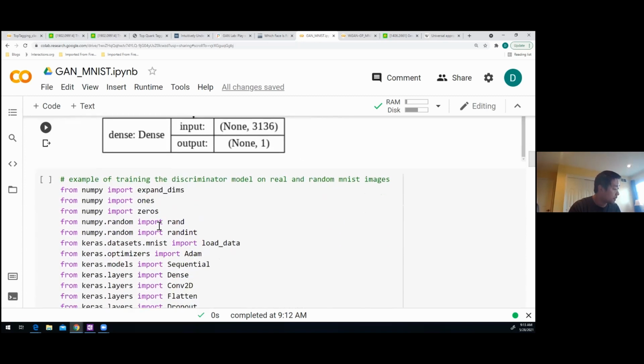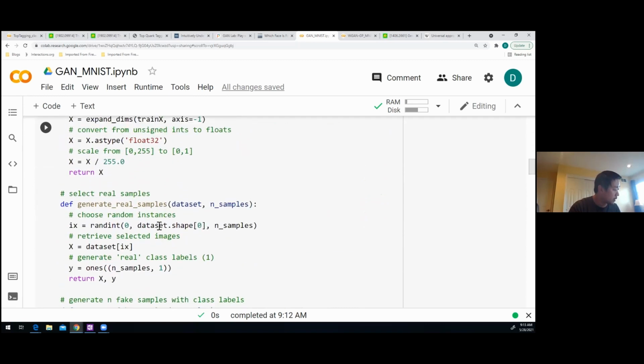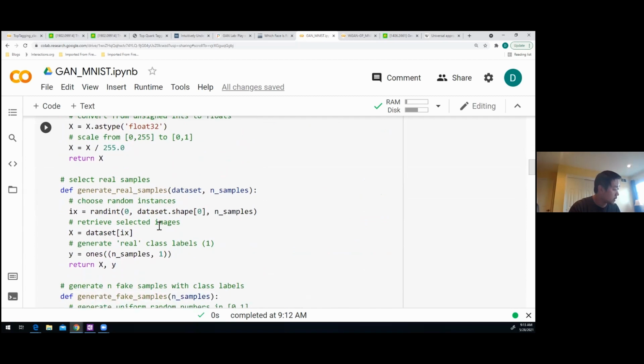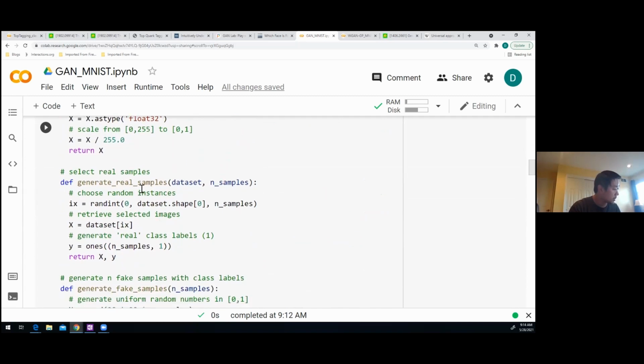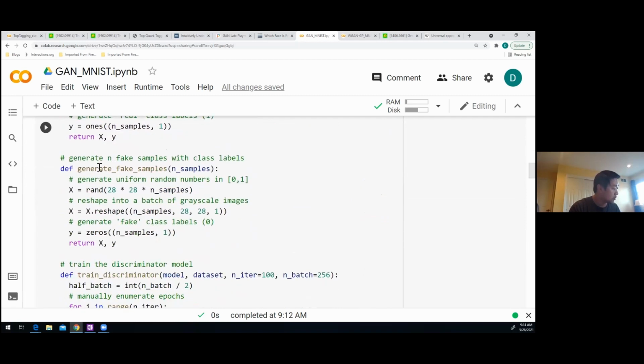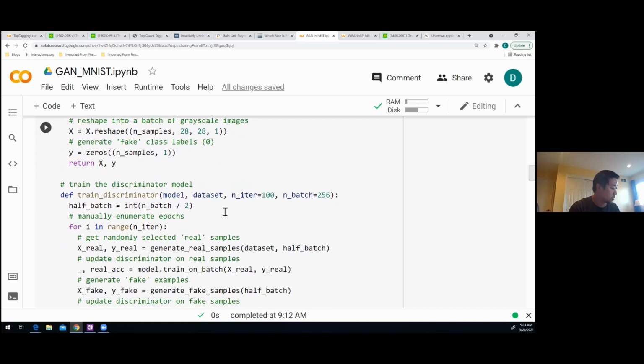Okay. So here we demonstrate training the discriminator to tell real versus generated samples. So we create something that randomly selects real images from the MNIST data set. And here we generate random samples, but this is with a generator that's not a neural network. So all this is doing is taking random noise and reshaping it to look like a grayscale image. So that's just to see how we would train the discriminator.